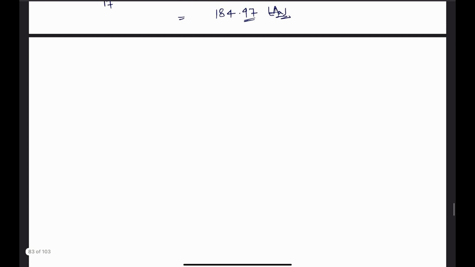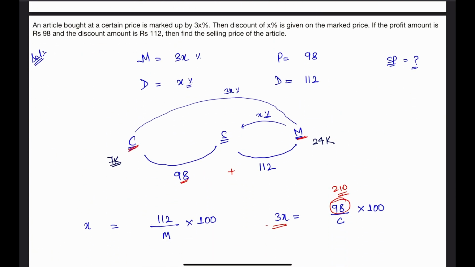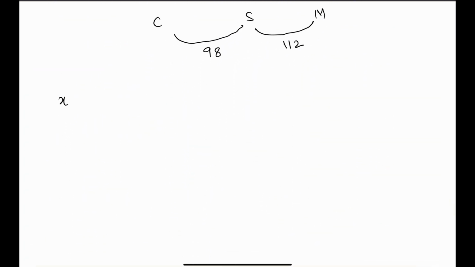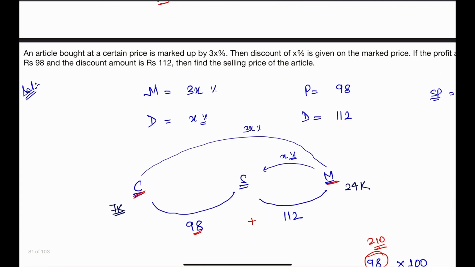So everything will be the same. My C, my S, my M. My profit was 98, my discount was 112, and what is x percent? My x percent is the discount on the mark price. So how much discount am I giving? My discount is 112 upon the cost price into 100, and then 3x will be what? 3x is the mark price.